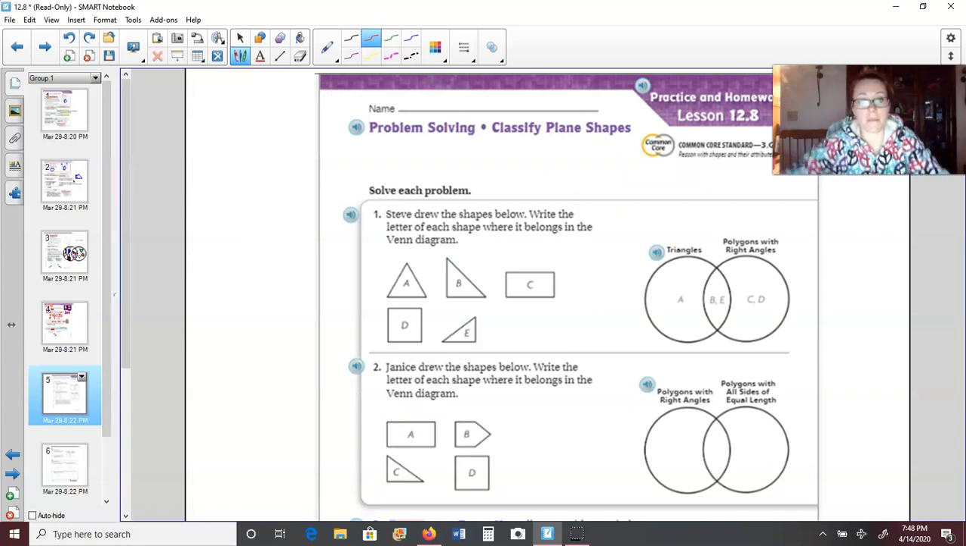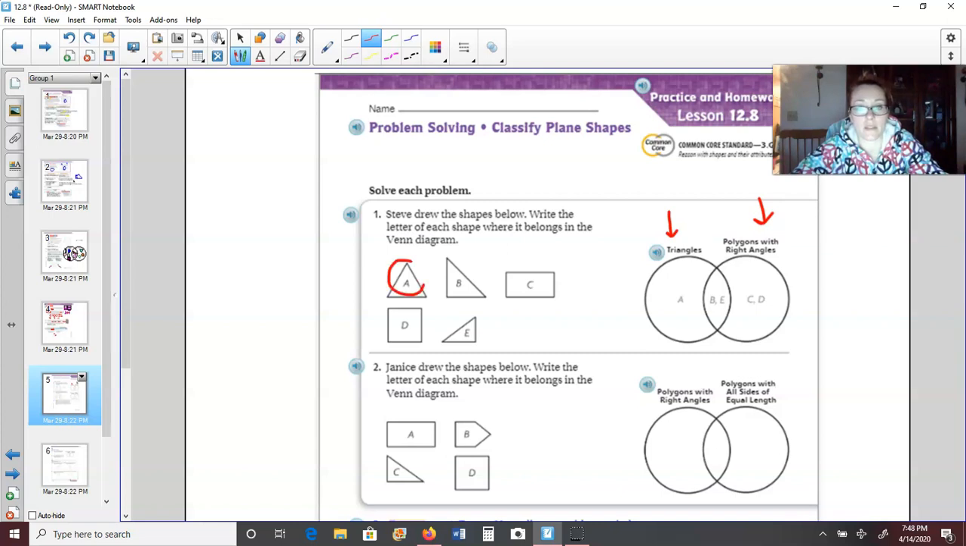And so we look at number 1. We have the Venn diagram here that Steve drew. It's already done for us, but it doesn't hurt to just look. We needed to help sort the shapes as to what categories they belong to. So we have triangles, and then we have polygons with right angles.